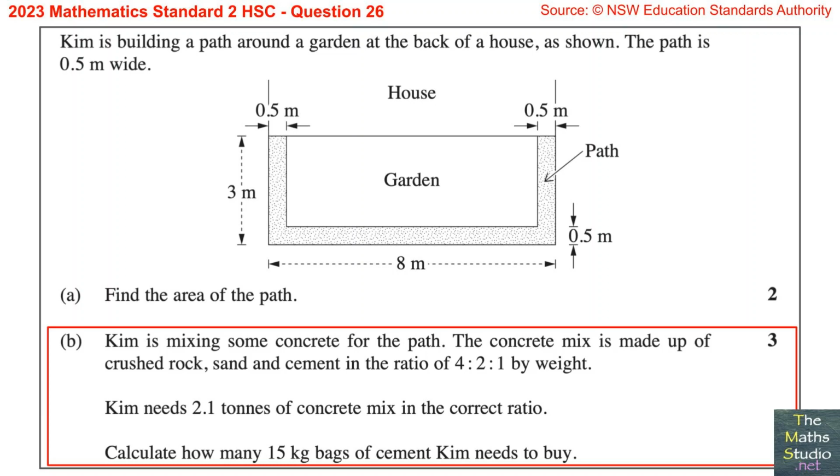Part B. Kim is mixing some concrete for the path. The concrete mix is made up of crushed rock, sand and cement in the ratio of 4 to 2 to 1 by weight. Kim needs 2.1 tons of concrete mix in the correct ratio. Calculate how many 15 kilogram bags of cement Kim needs to buy.